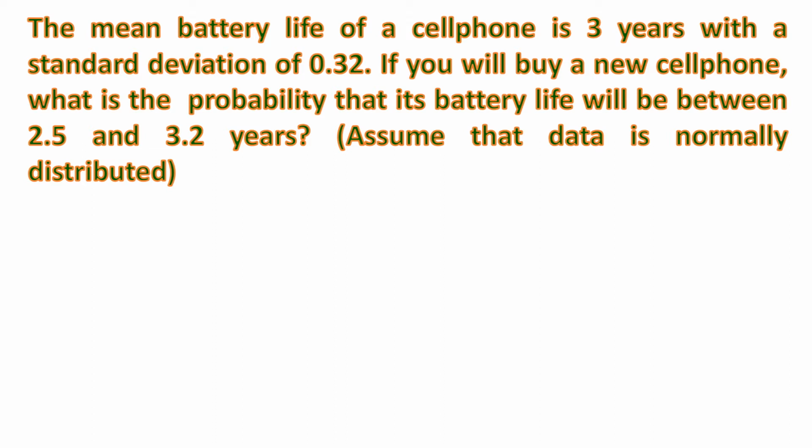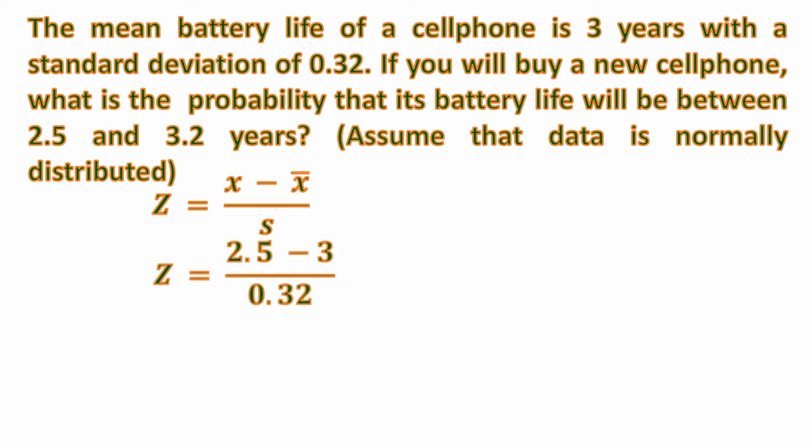So we're going to convert first this 2.5 and 3.2, which we call x, into z, because we cannot plot it in the normal curve without changing it into z. So let us transform it using this formula, z equals x minus mean over standard deviation. We're going to start with the 2.5. So we'll replace x by 2.5, the mean with the given 3 years, and the standard deviation 0.32.